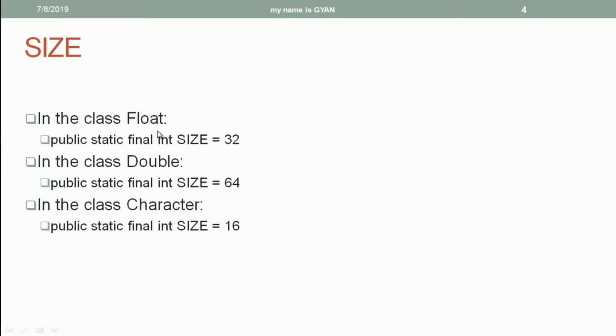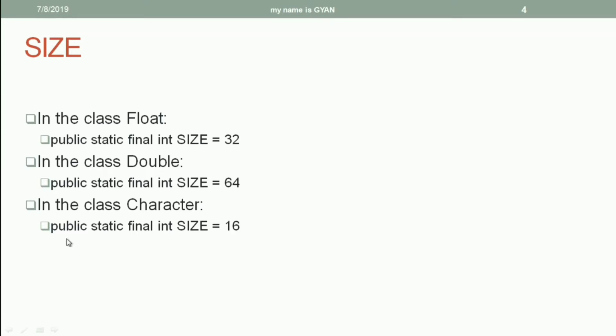Similarly, in the class Float, the field size stores the value 32, that means the size of the float in bits. In the class Double, the field size stores the value 64, that means the size of the double in bits. In the class Character, the field size stores the value 16, that is the size of the character in bits. The field size is not present in the class Boolean.